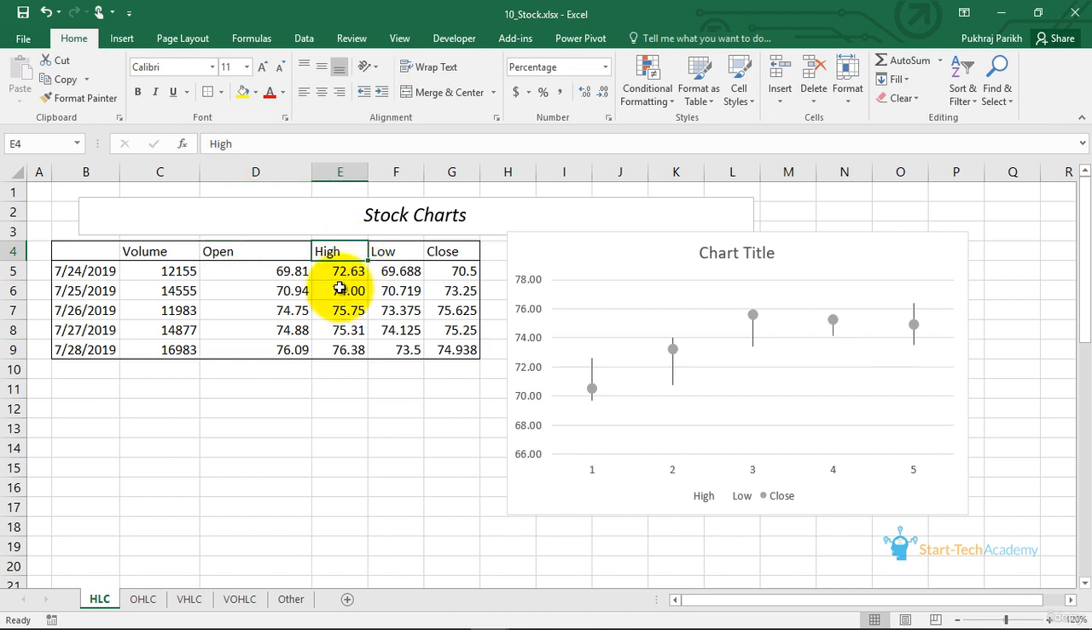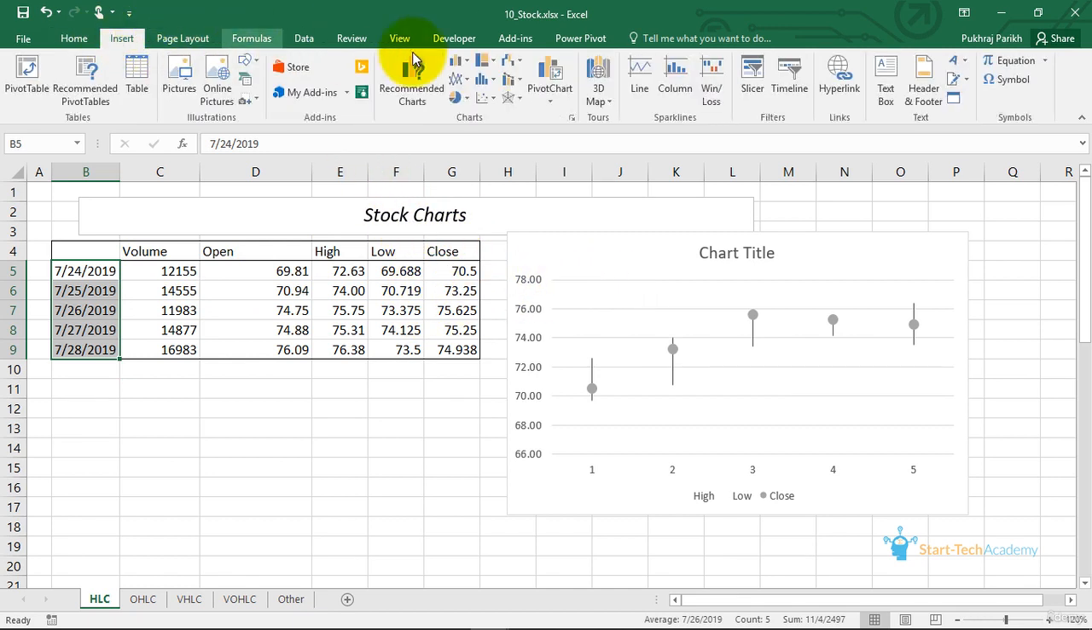Third column is the highest value of that stock reached within that particular day. Fourth column is the lowest value of that particular stock. And the fifth column is the closing value of that stock. That is, when the market closed in the evening, what was the price of that particular stock. And I have this for 5 days for an example. So you can depict these values using the 4 types of stock charts that we have.